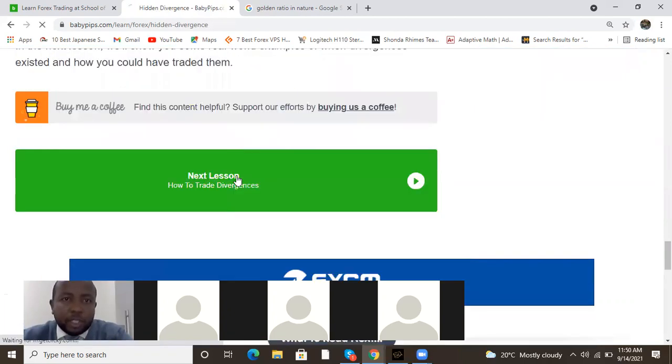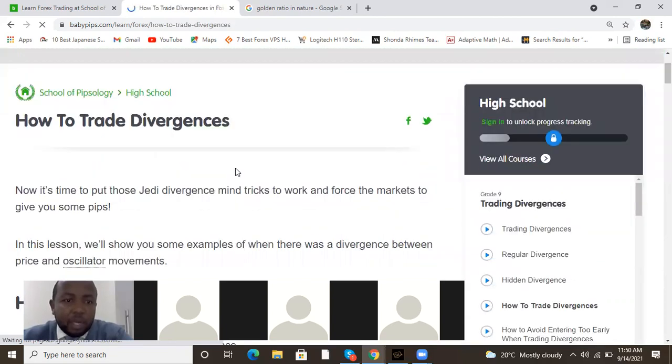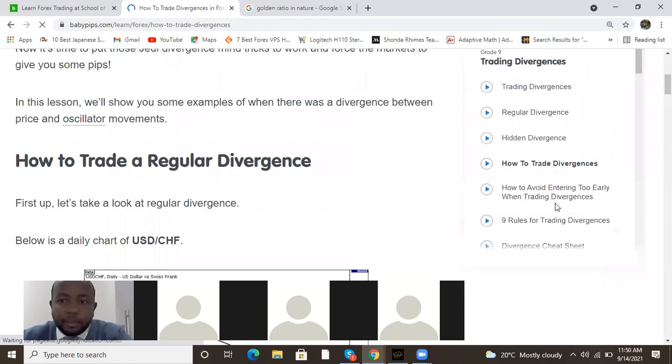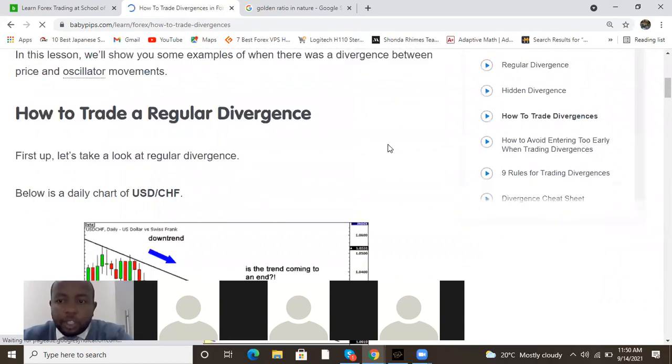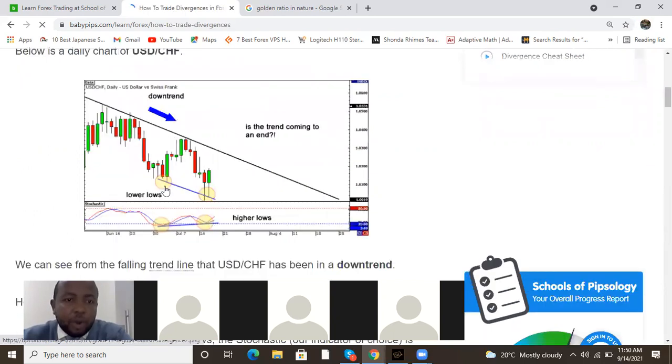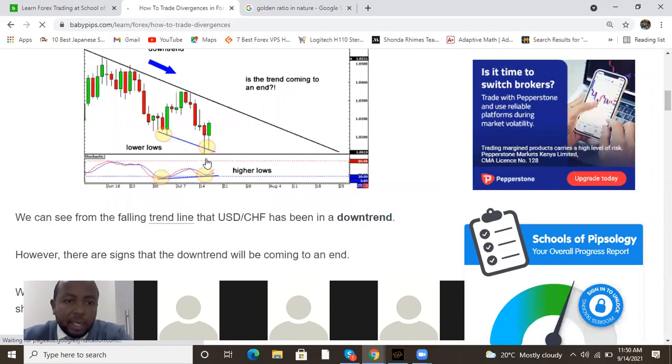How do you trade them? Let me just give you the rules for trading divergence. Then I think we can call it time. So let's go to the cheat sheet. Okay, the rules. So this is a downtrend. So always look at, can you see lower lows, higher lows? So most likely here there might be a reversal.